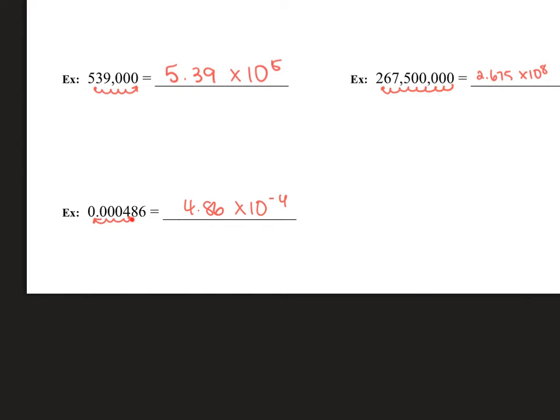4.000486. First, the decimal would move between the 4 and the 8, and someone looking at that would need to move it 4 times to the left. Because it's left, it's going to be a negative exponent. So at this point, we're going to go back to page 2, and we're going to finish the examples on the bottom.